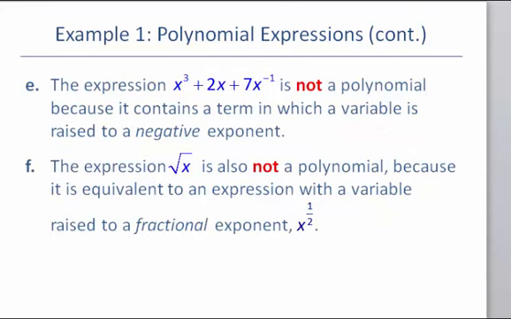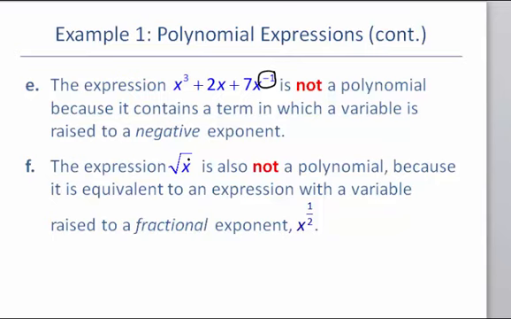Okay, let's look at a couple that are not polynomial. This first one, x to the 3rd plus 2x plus 7x to the negative 1, is not a polynomial because of this negative 1. We said in our original definition that it had to be raised to a positive integer exponent. So negative 1 is not going to be positive. So that first one is not a polynomial.